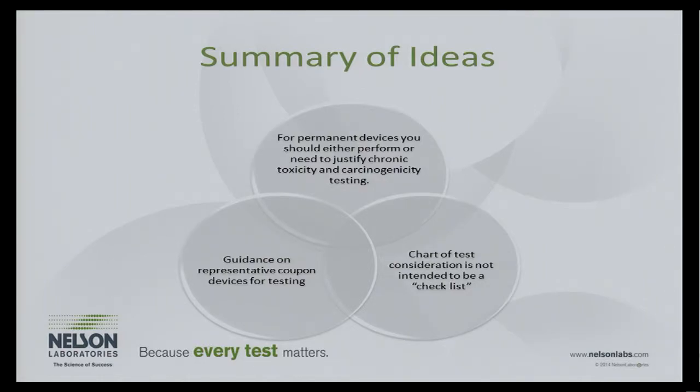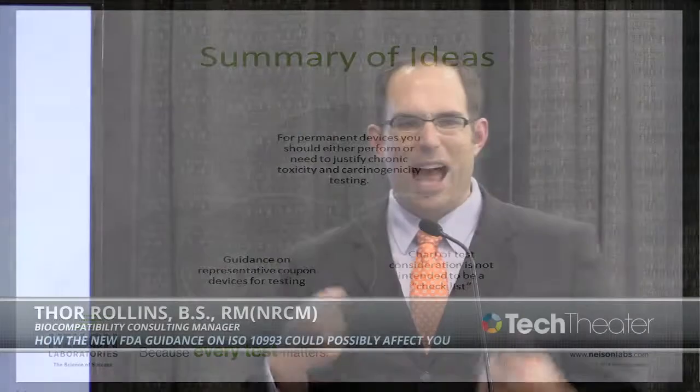The other thing that they gave us in this document that I actually love is guidance on how to make a coupon device. For those of you that don't know, a coupon device is a device that represents the final product. For biocompatibility, I don't need to test a final device. I need a device with the same materials and the same proportions that undergoes the same processing, but I don't need a functional device. So a lot of times we test on coupons, which is a different form of the device but represents it through the materials and processing.